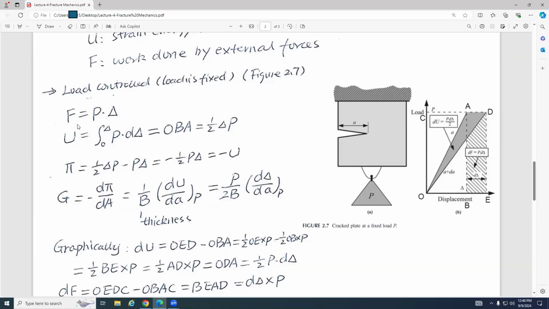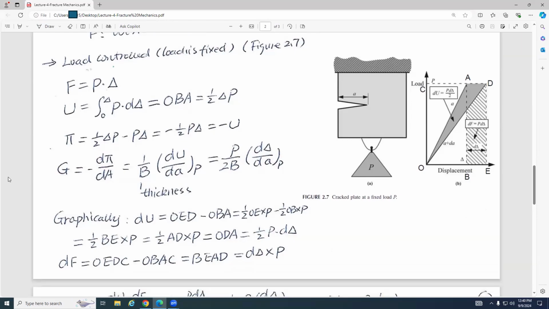Graphically, we can see what I just talked about. dU equals OED minus OBD, and finally we find this equals 1/2 P multiplied by dδ. The dF equals dδ multiplied by P. This is the shaded area, sorry, the area with the zebra lines. So this is this area.